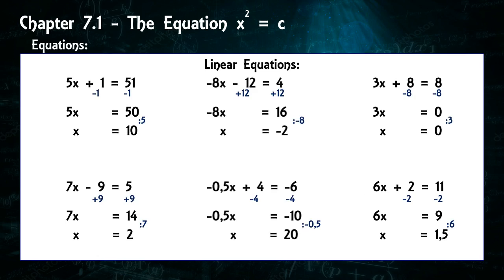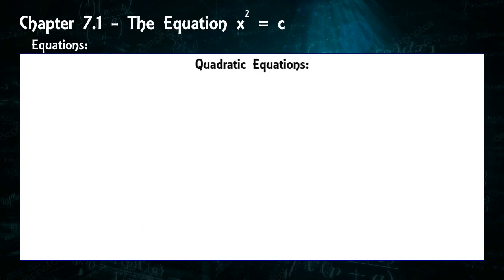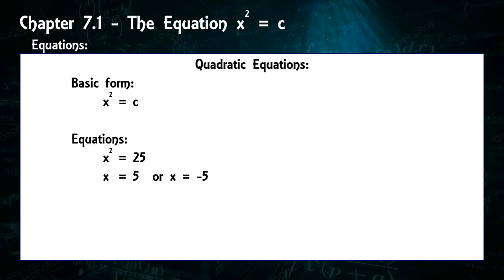In paragraph 7.1 we'll be taking a look at quadratic equations. The simplest one is x squared is c, with c being a number. So, for example, x squared is equal to 25. To solve this equation, we need to figure out which number we need to fill in for x to make this formula correct. If your immediate answer was 5, then your answer would only be half correct. That's because x can also be minus 5. Because minus 5 squared, meaning minus 5 times minus 5, is also 25.